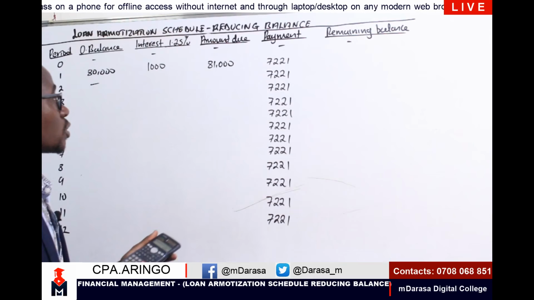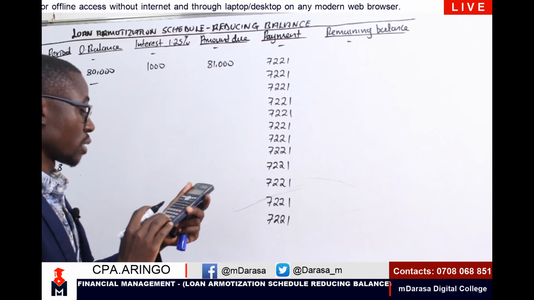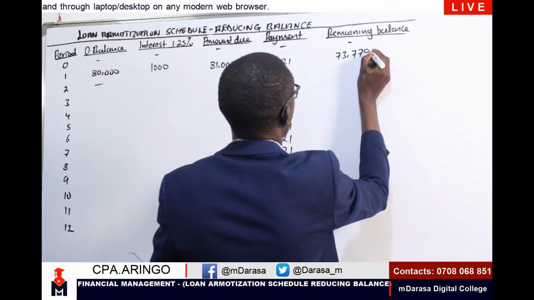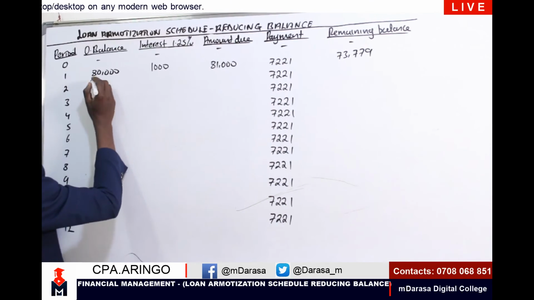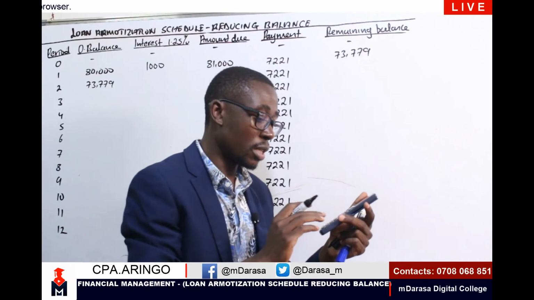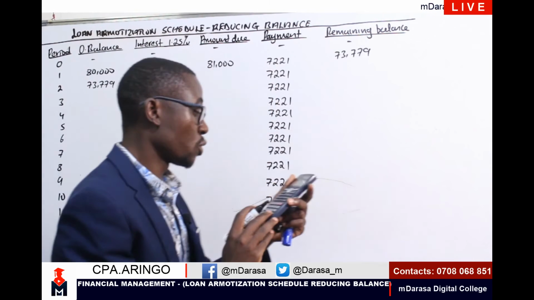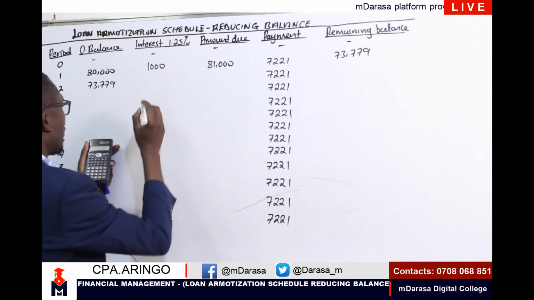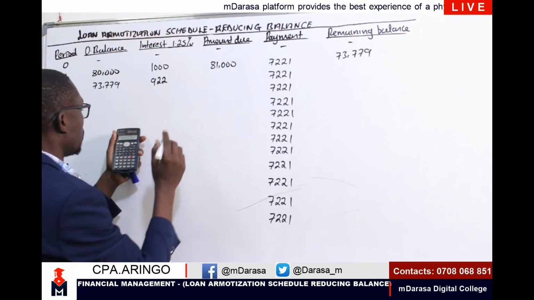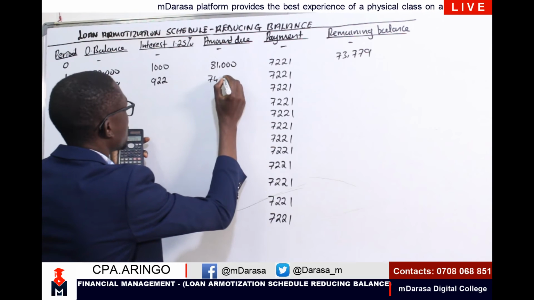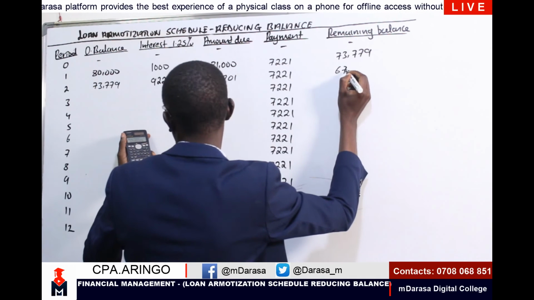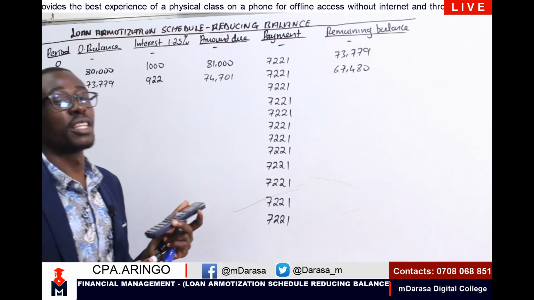And how much are we paying as installment? I'm paying 7,221. So 81,000 minus 7,221 should give us a figure of 73,779, correct? So that should be our opening balance in year 2, 73,779. What is now the interest on that amount times 0.0125? This should give me a figure of 922 plus 73,779 to give us a figure of how much? 74,701 minus 7,221 to give us how much? 67,480. I believe my good students, you've gotten the series now.